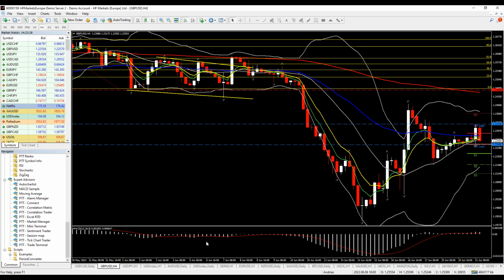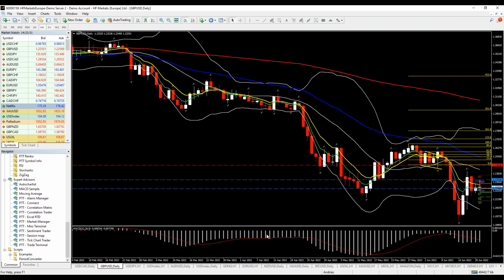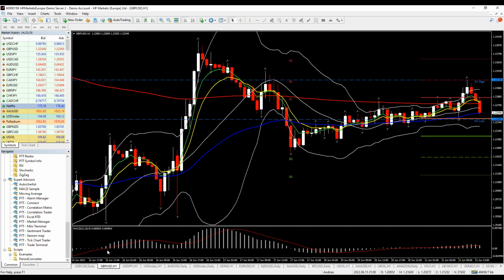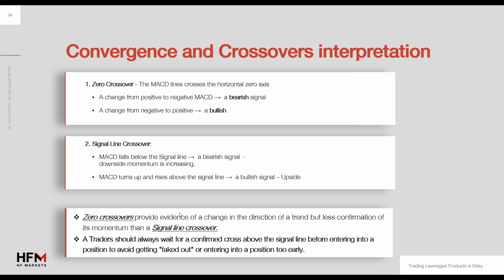Zero crossovers now. As I mentioned, if both of them cross above or below zero, that's again the indication of the direction of the trend. So this cross over here suggested an upwards trend. This turn below the zero indicates that the direction of the trend is southwards. A trader should always wait for a confirmed cross above the signal line before entering into a position, to avoid getting faked out or entering into a position too early.